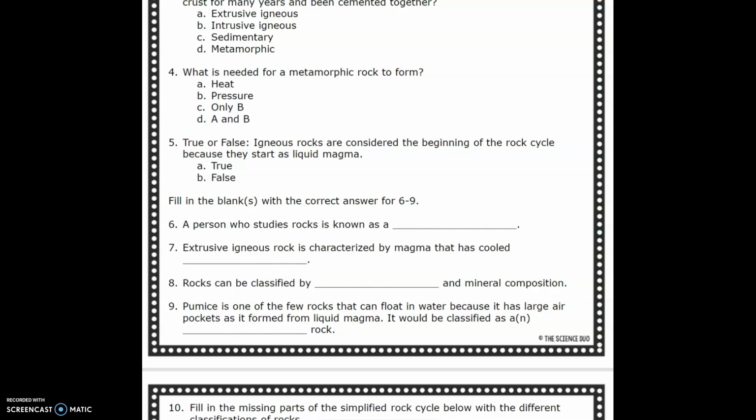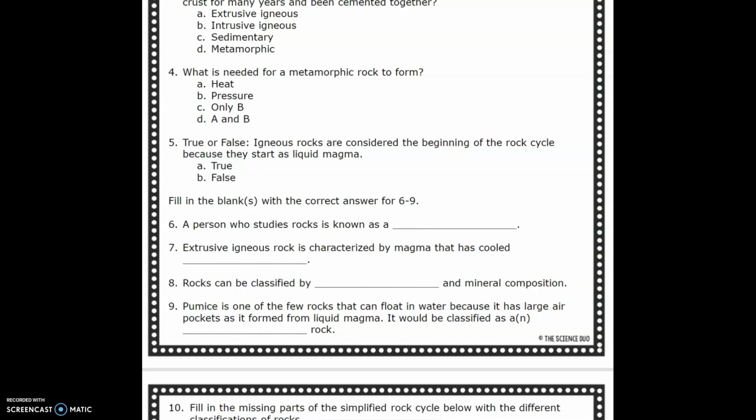Number 6, a person who studies rocks is known as a... And if you forget, you can always rewind the video and try to find it in the article. But a person who studies rocks is known as a geologist.